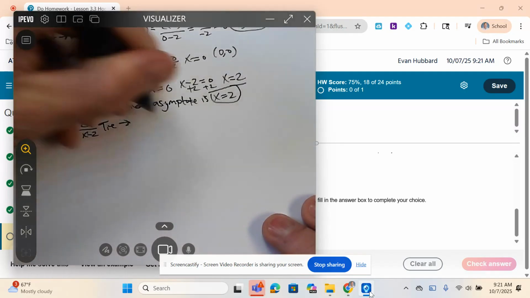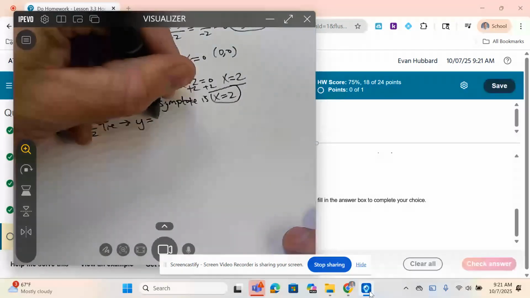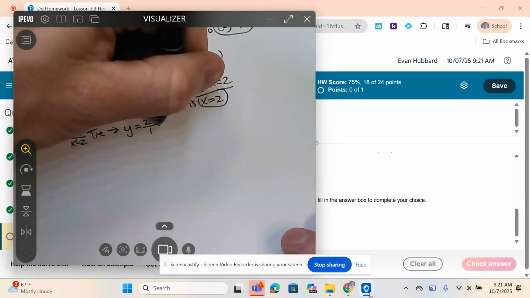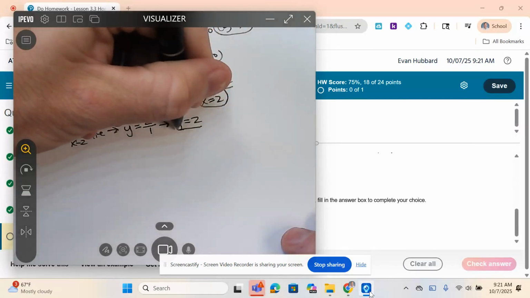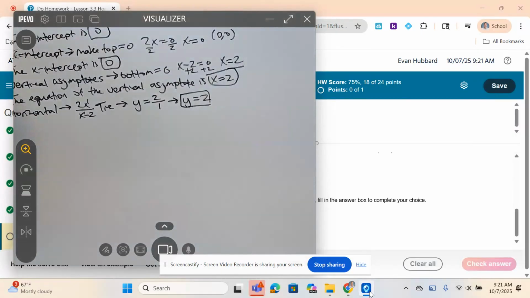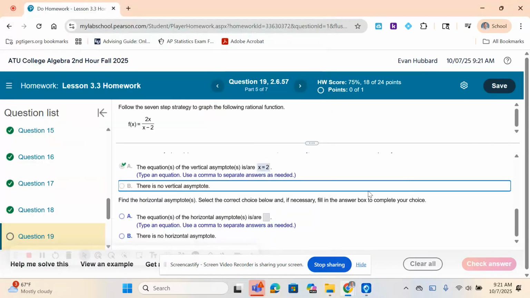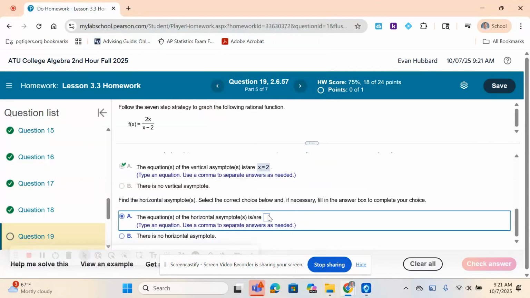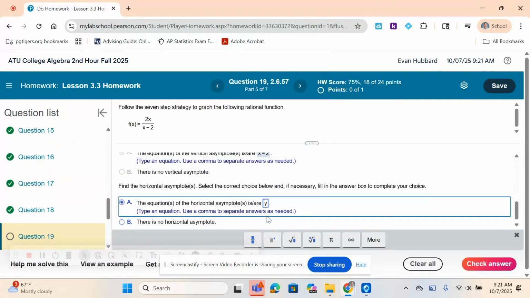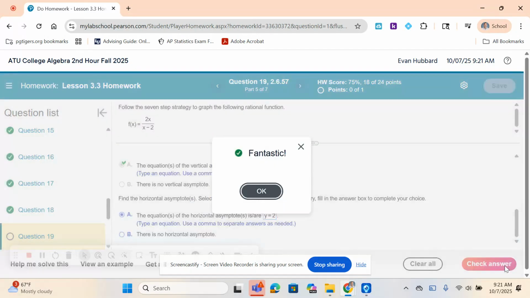So you're going to do y equals the leading coefficient at the top divided by the leading coefficient at the bottom. So y equals 2. So the equation of the horizontal asymptote is y equals 2.